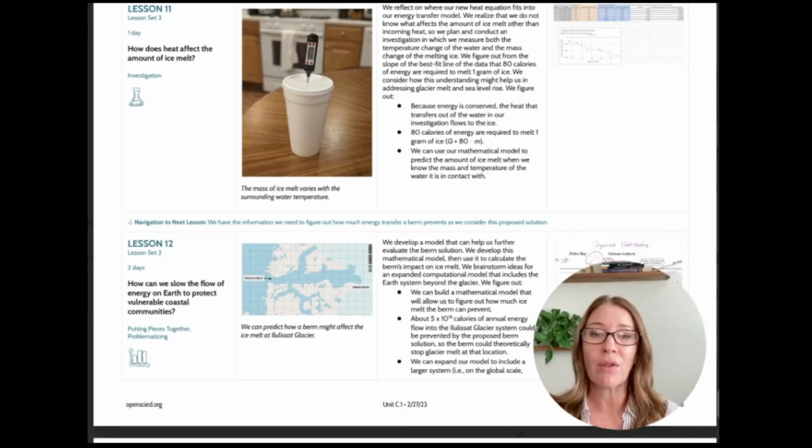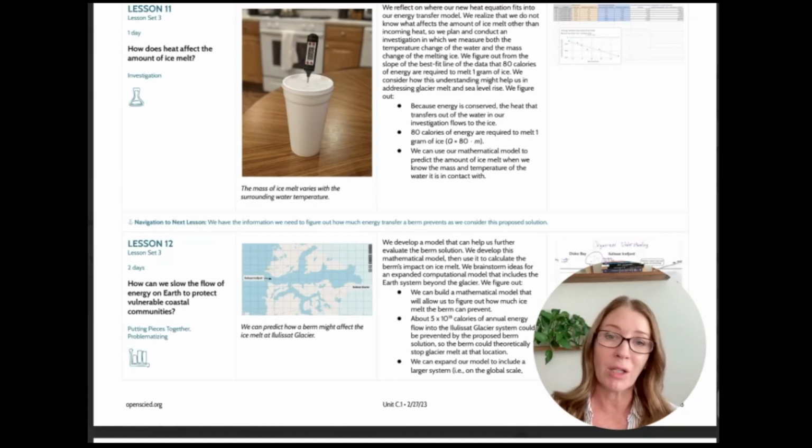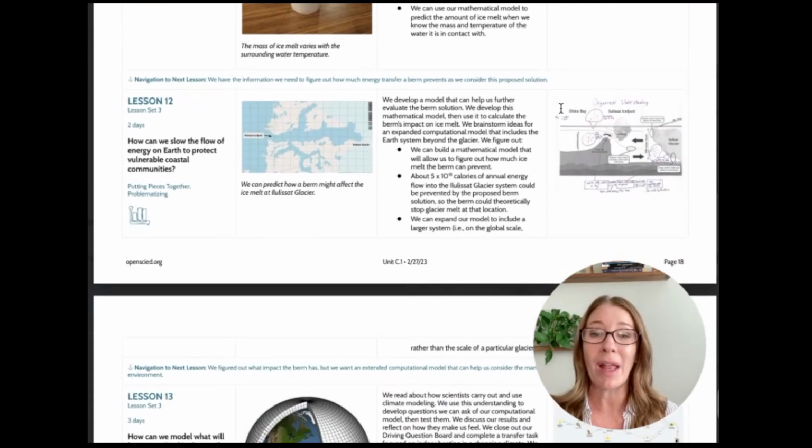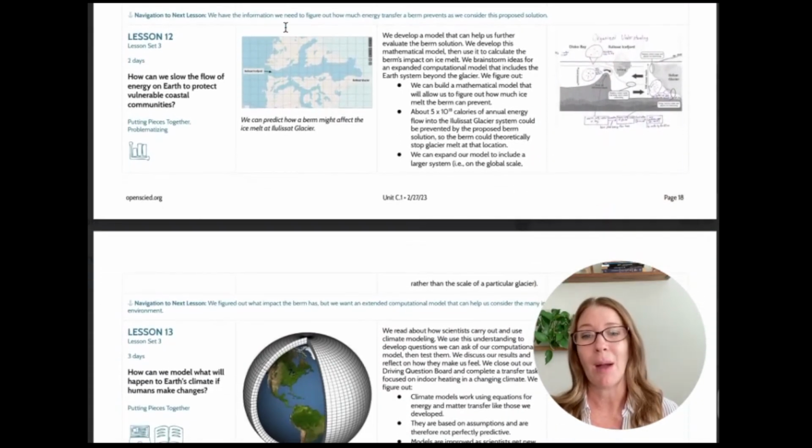And so we do another investigation where we're looking at mass and temperature and the mass of the melting ice. And anyways, it's a pretty common specific heat experiment. I think some chemistry teachers have told me they've done this in the past. And so we're going to graph our results. We're going to see that line of best fit again. And we're going to then take all that information and bring it into our berm solution at the end.